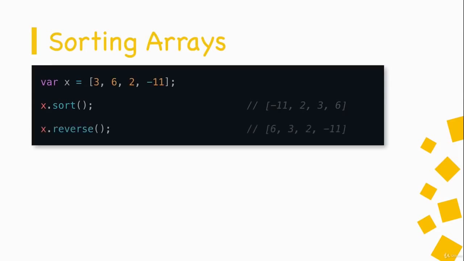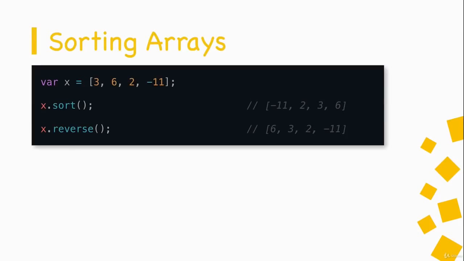And arrays also have a reverse method. So x.reverse can be used to reverse all the elements inside the array. So you can use the reverse method on any array to flip the position of all the elements inside it, which means the first element will become the last one, the second element will become the one before last one, and so on. So in this case, the x array is currently sorted as minus 11, 2, 3, and 6. And by using the reverse method, it reverses the order of the elements. So it starts from 6, 3, 2, and minus 11.